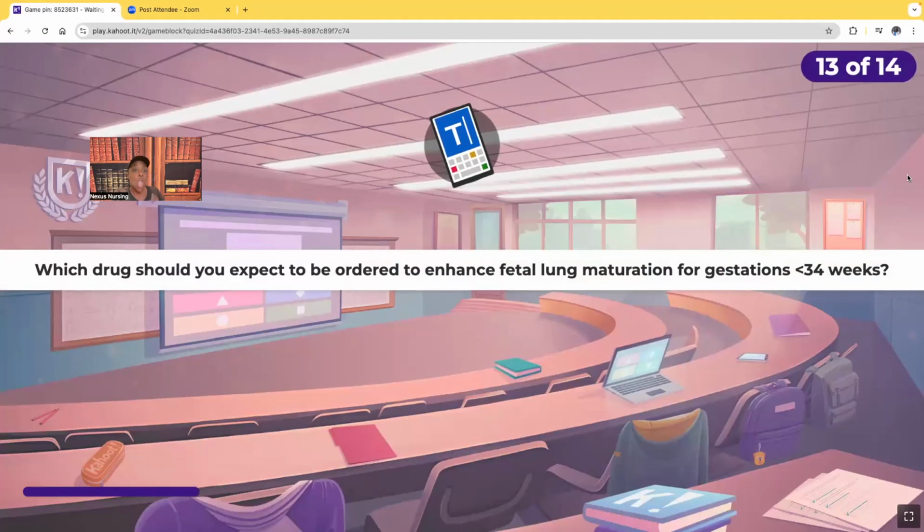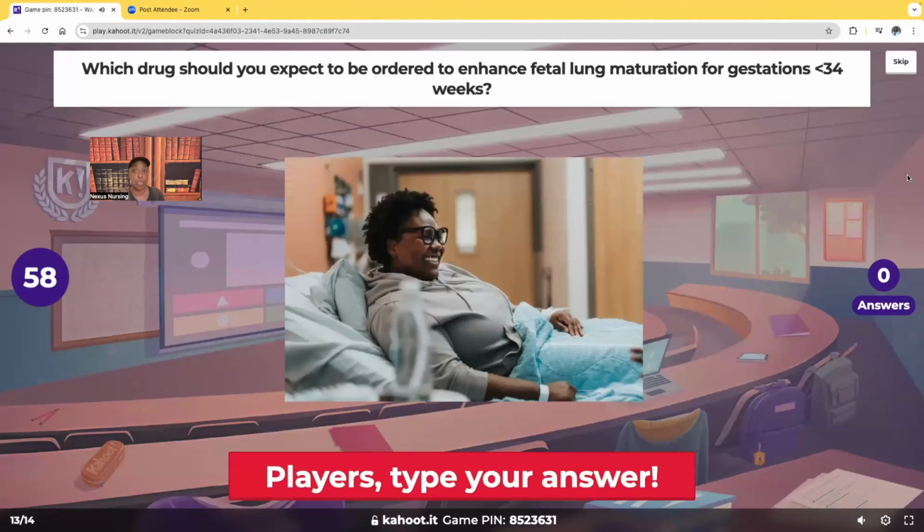Type in your answer. Which drug should you expect to be ordered to enhance fetal lung maturation for gestation of 34 weeks or less? Or less than 34 weeks. So the gestational maturation is less than 34 weeks. What drug do you expect to give to enhance the fetal lung maturity? Because why? We need that fetus to be able to survive outside of the womb if mom has to go into labor prematurely. What do you expect to be given?